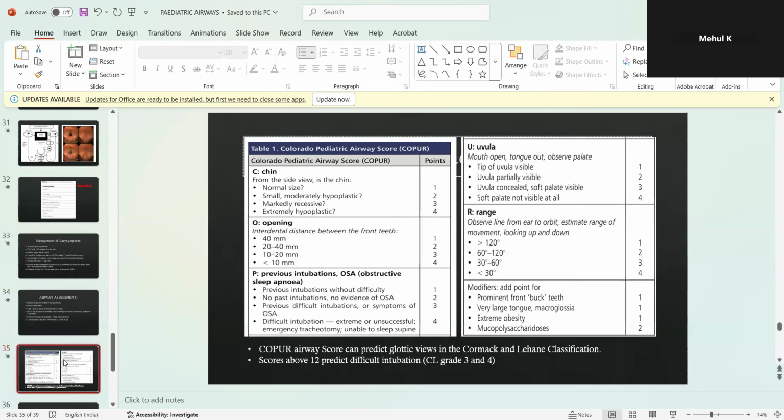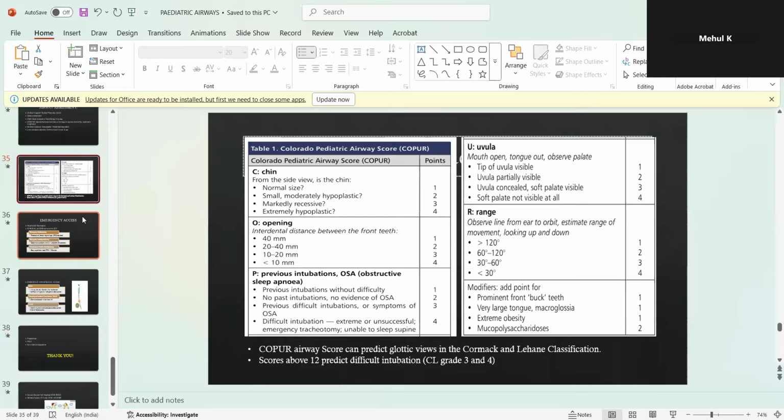One score, especially described for the pediatric population, is the COPUR score. C stands for chin, O for opening, P for previous intubations or OSA, U for uvula, and R for range of movement. So, the score can predict the CL grade. Scores above 12 predict difficult intubation, a CL grade of 3 to 4. It's a quick score to perform.